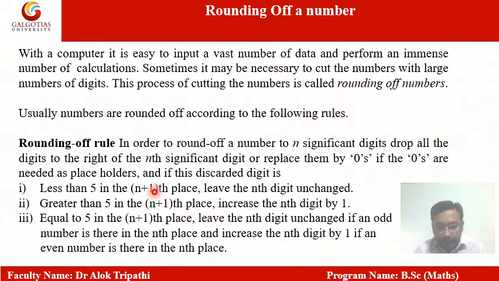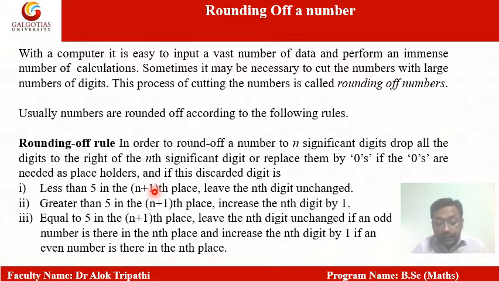49.526, and we want to round it off up to 4 significant digits. Just count 4 significant digits starting from the left. So this becomes 49, 2 digits, 5 to 6. So 5, 2. These are 4 significant digits.